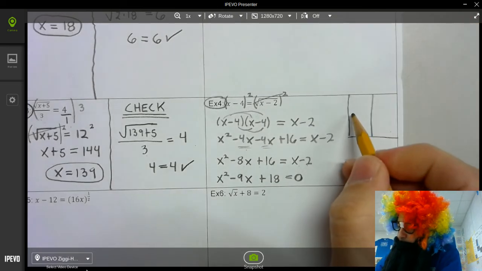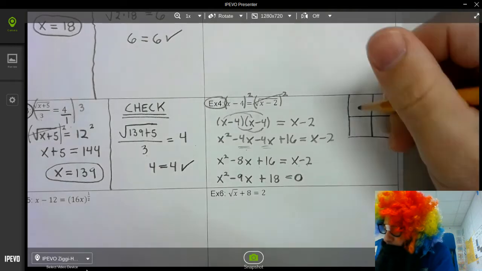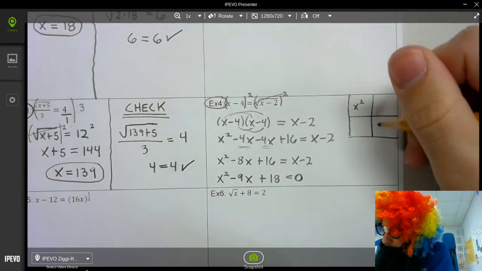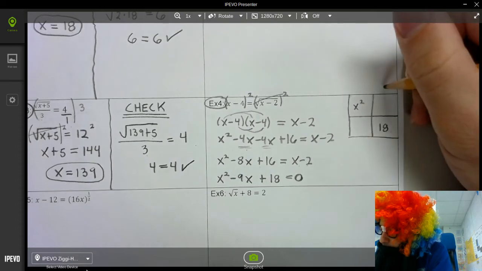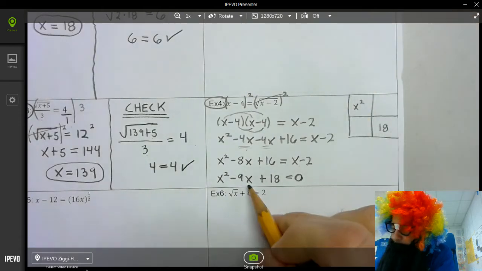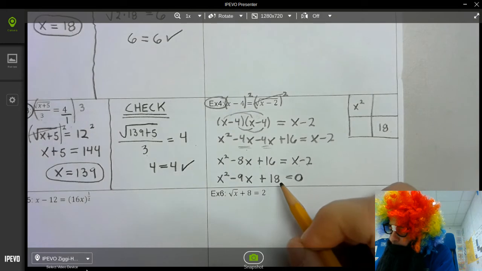You could also do completing the square or quadratic formula. So first term, last term, and we know we want this to equal negative 9x. So we need to find all the factors of 18.